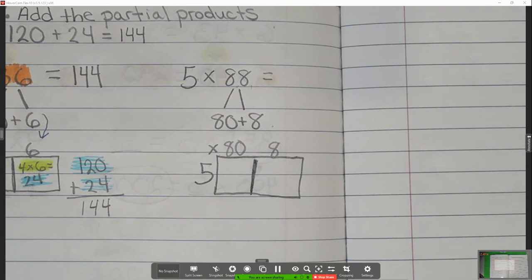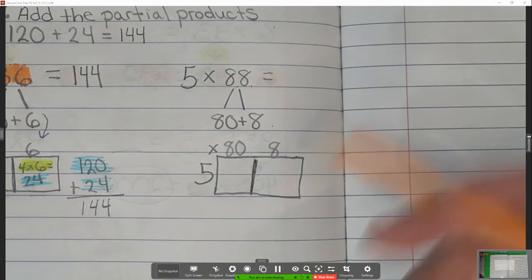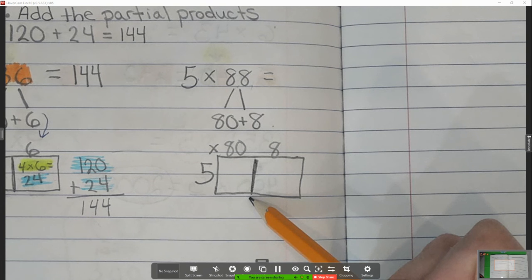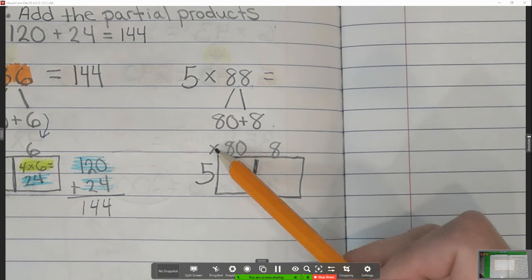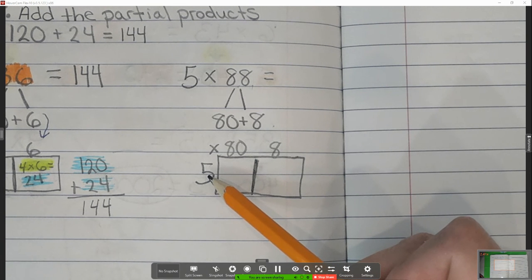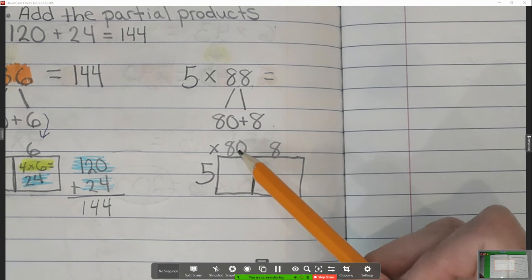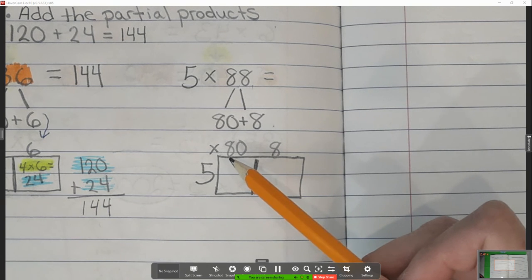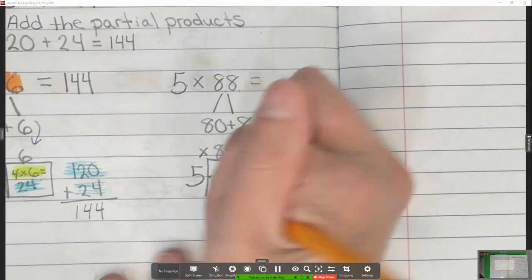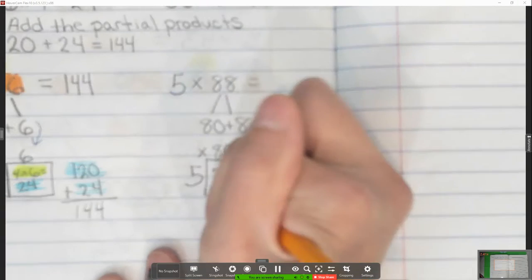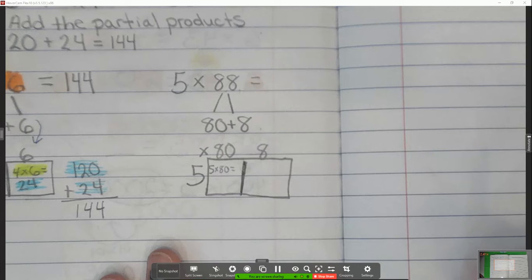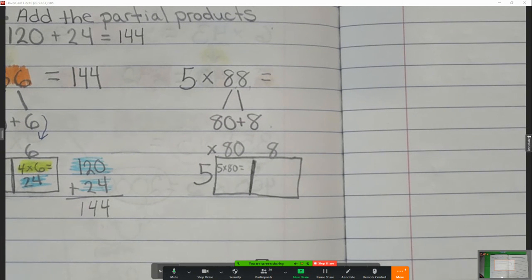Okay, so now we have to write our equation so we know which one. If I look at this box here, then the equation is going to be 80 times 5, or the commutative would be 5 times 80. It doesn't matter how I write it, because I still get the same answer. I like to go 5 times 80. That's our equation, 5 times 80.